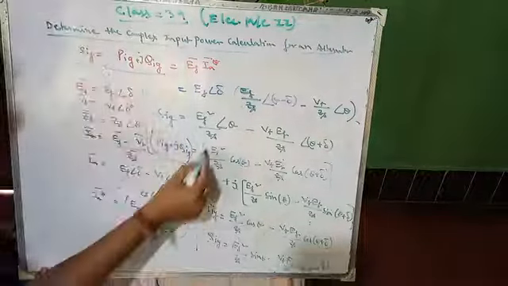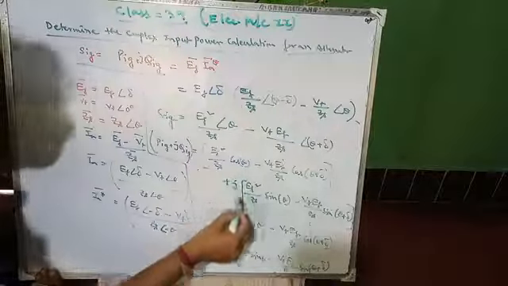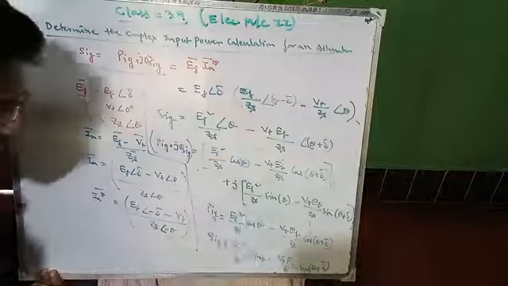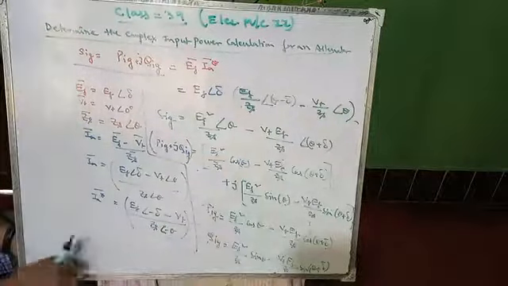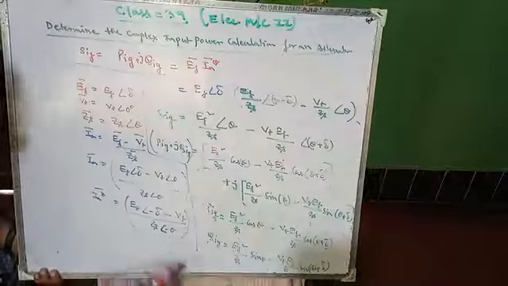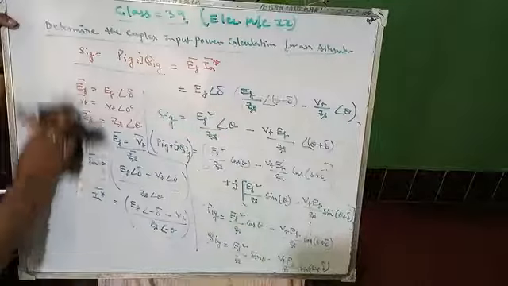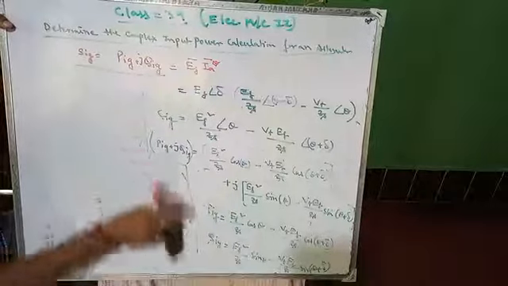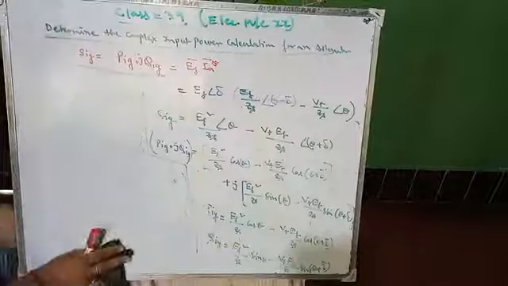Okay, similarly, this part is PIG and this part is QIG. So these are the complex input power terms. That is, PIG will be the active part of the complex input power, and QIG will be the reactive part of the complex input power.